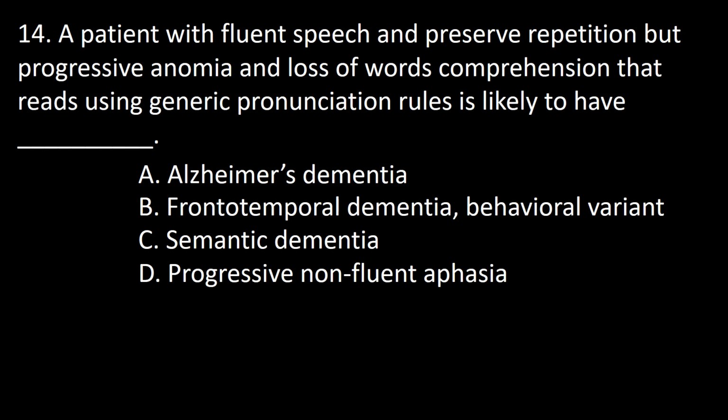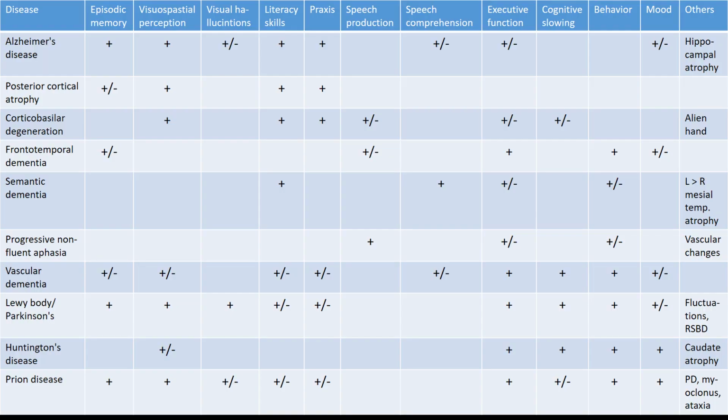Next question. A patient with fluent speech and preserved repetition but progressive anomia and loss of word comprehension, who reads using general pronunciation rules, is likely to have A. Alzheimer's disease, B. Frontotemporal dementia behavioral type, C. Semantic dementia, D. Progressive non-fluent aphasia. As you can see, we're back to the dementia chart.